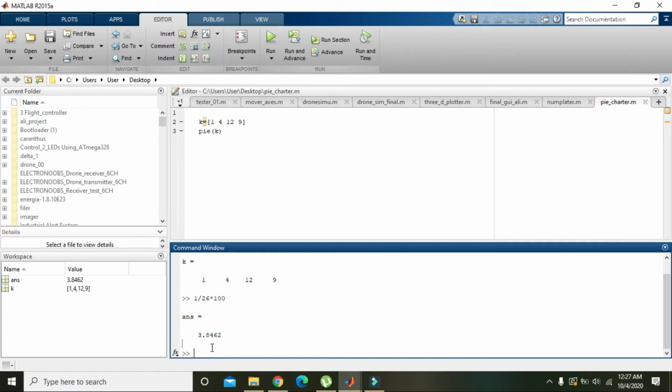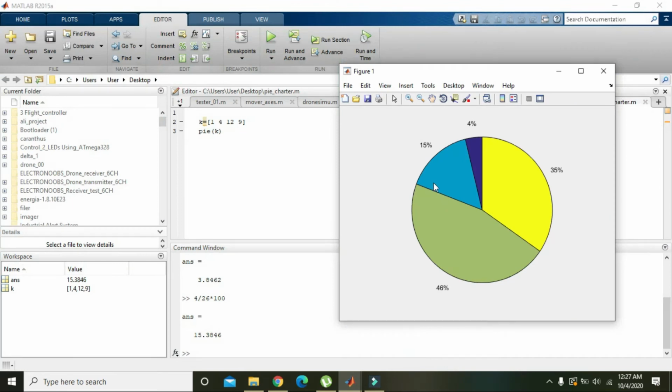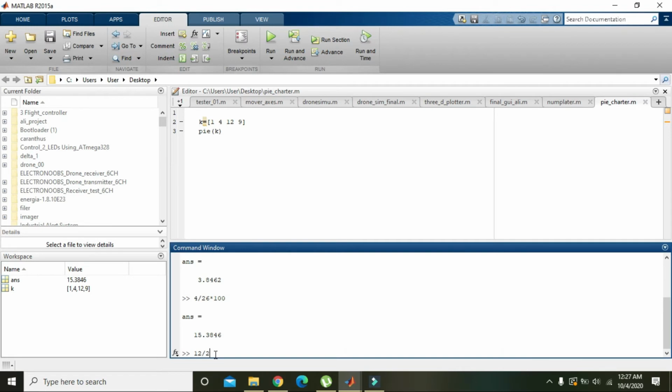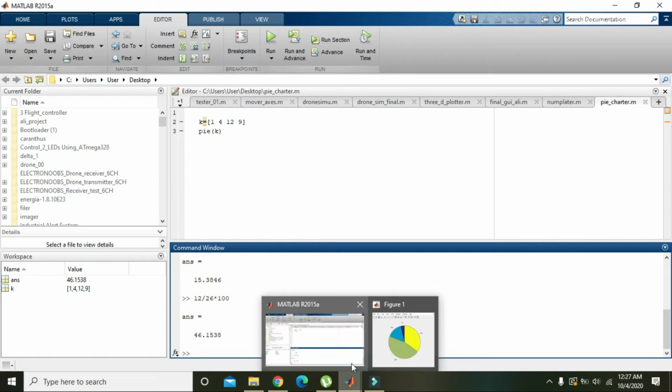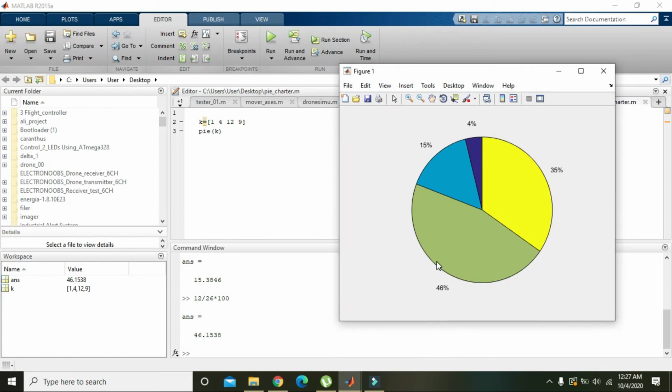Then for the second element, we will divide 4 by 26 multiplied by 100, and it is 15.3. So it is 15%. What about 12? 12 divided by 26 multiplied by 100 is 46.15. So here it is 46%. And the same for the 9, which corresponds to 35%.